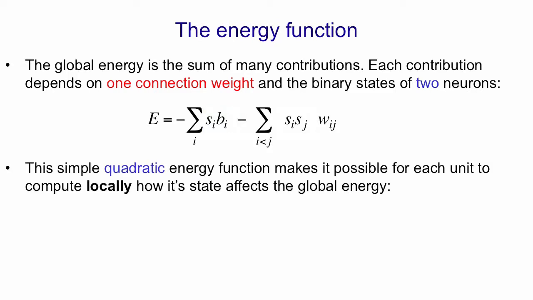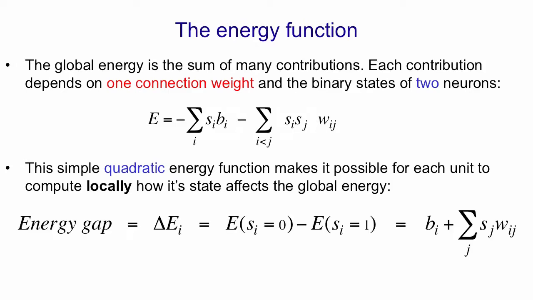The quadratic energy function makes it possible for each unit to compute locally how changing its state will change the global energy. So we first need to define the energy gap. The energy gap for a unit i is the difference in the global energy of the whole configuration depending on whether or not i is on. So the energy gap we're going to define as the difference between the energy when i is off and the energy when i is on. And that difference is just what's being computed by the binary threshold decision rule.